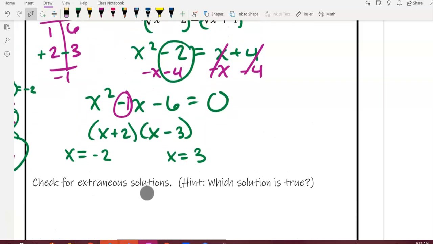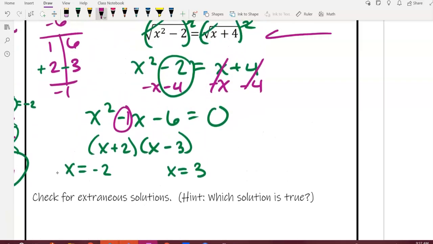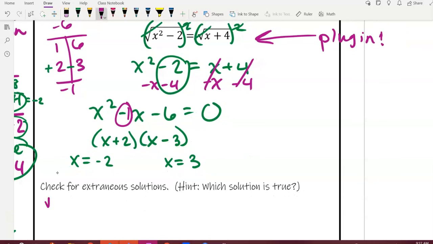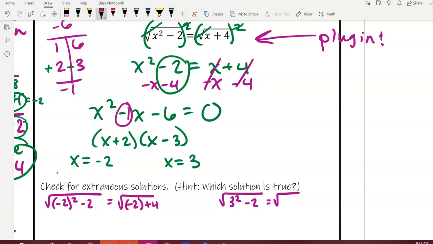Now, to check for extraneous solutions, again, we're just going to take these numbers and plug them into the original equation. So starting with -2, I'm going to say the square root of -2 squared minus 2 equals the square root of -2 plus 4. And using the 3, we're going to say the square root of 3 squared minus 2 equals the square root of 3 plus 4.